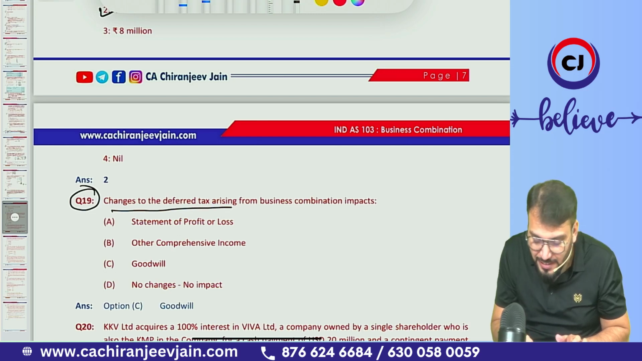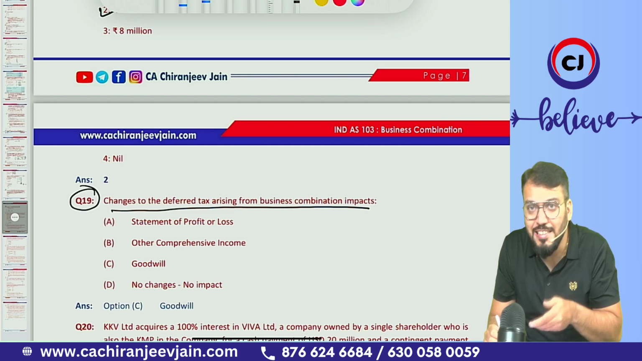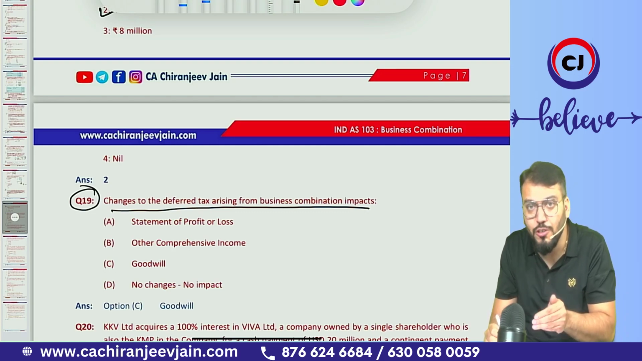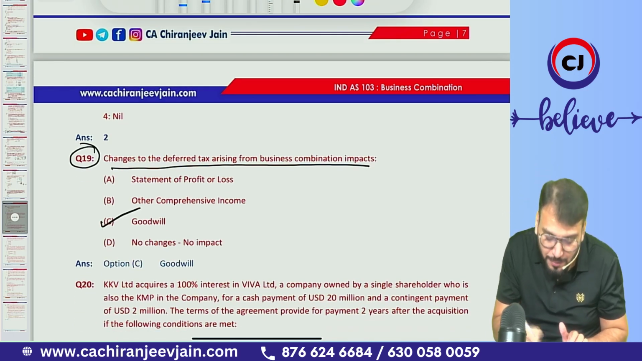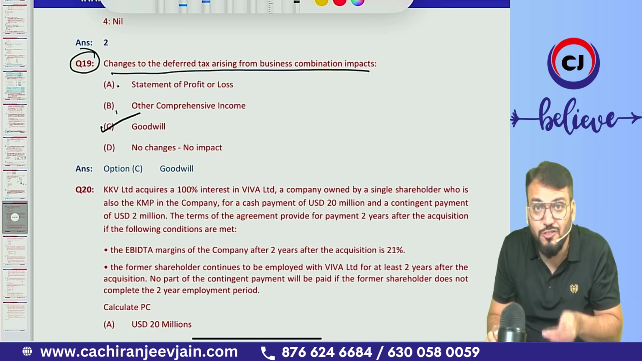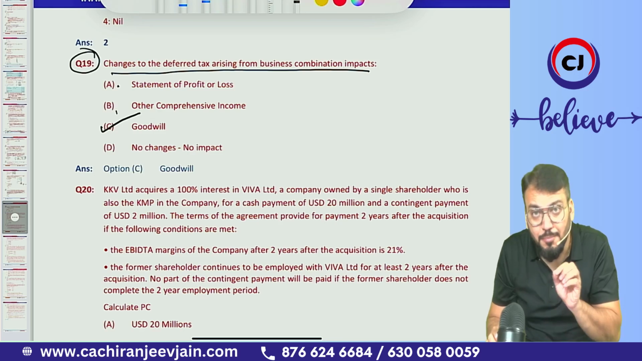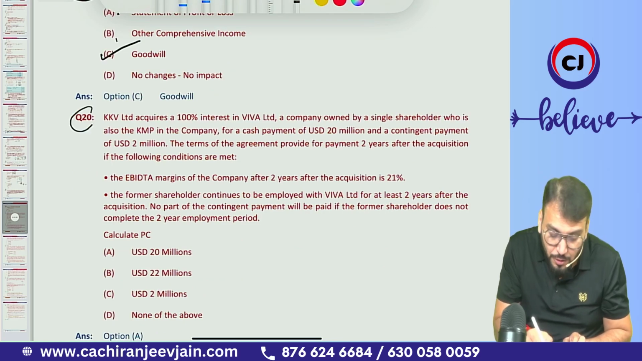Changes to deferred tax arising from business combination impact goodwill or gain on bargain purchase. So any deferred tax which is created on initial recognition of identifiable net assets on the date of acquisition will affect goodwill or gain on bargain purchase. So option number C will be correct. Options A and B are dangerous. Most of the students will tick option A and B, but it will be adjusted with goodwill or gain on bargain purchase.